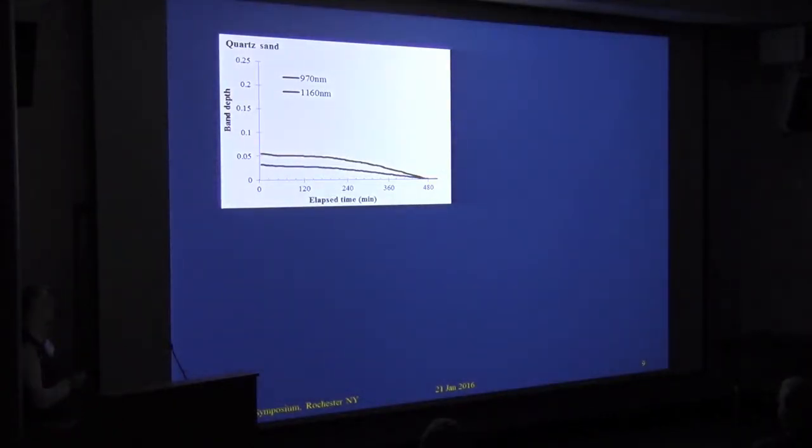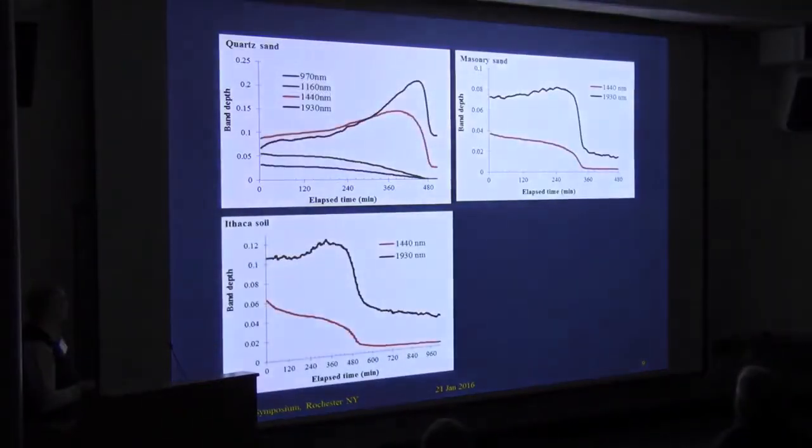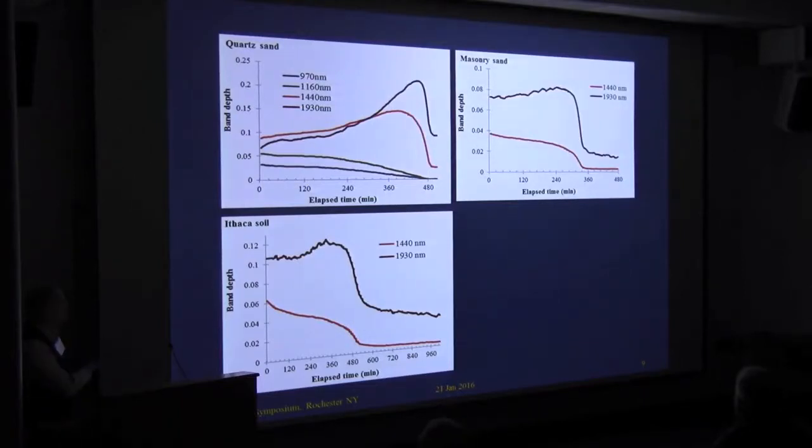This is at the 970 and 1160 nanometer water absorption bands, and yeah, that's what you're getting. We only saw this, though, with the quartz sand. So this nice linear, or nearly linear, change of reflectance with water content was there. What we saw with the others, in the other sands, the other soils, we didn't even see the water absorption band at 970 and 1160. It wasn't there. I'll explain that in a minute. We did see it at 1440 and 1930, but it was not a nice, simple relationship with the water content.